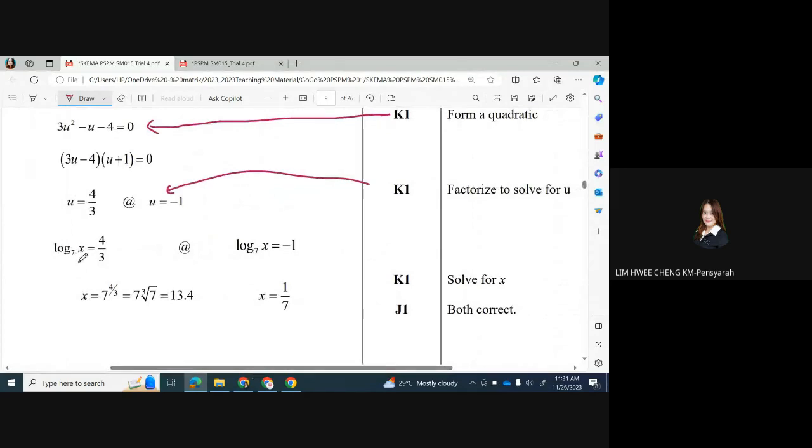Okay, log x the base 7, 4/3. Yang 7 ini kita naik ke atas. So akan dapat X equal to 7 to the power of 4/3. So tekan calculator je, you akan dapat ini. And ini pun kita bring, so X equal to 7 to the power minus 1. So you'll get 1/7.